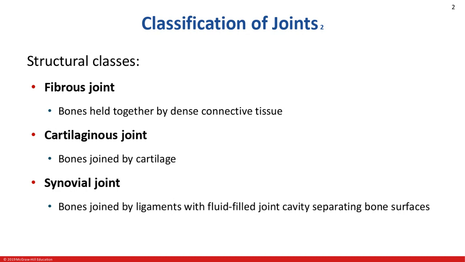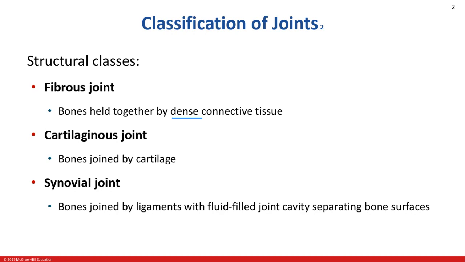The first is fibrous. So think fibrous, we're going to be dealing with connective tissue. And in this case, we're dealing with one really strong type of connective tissue, which is dense regular connective tissue, the same stuff that we find in our tendons and our ligaments. So it's going to be that dense CT.